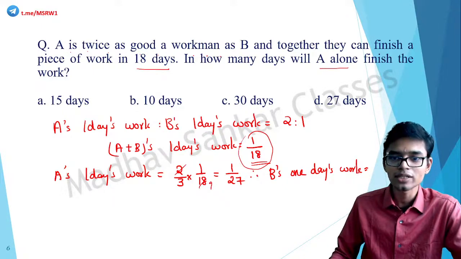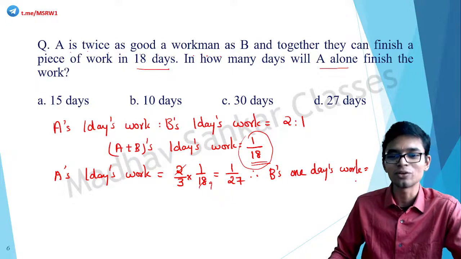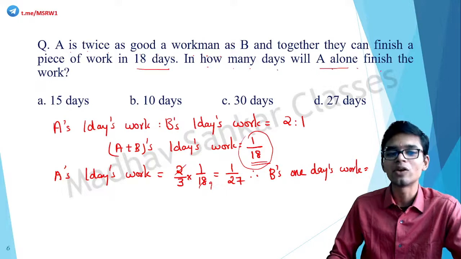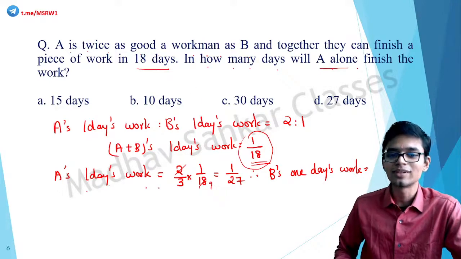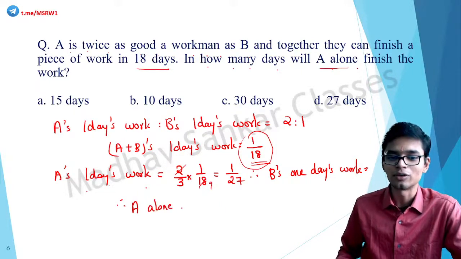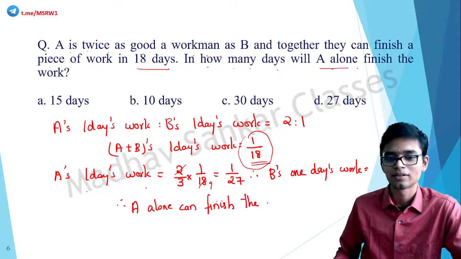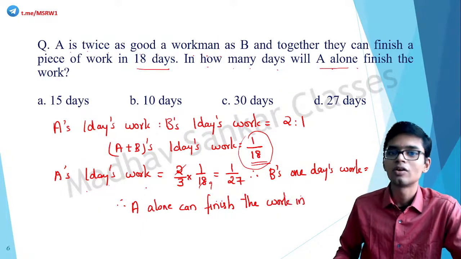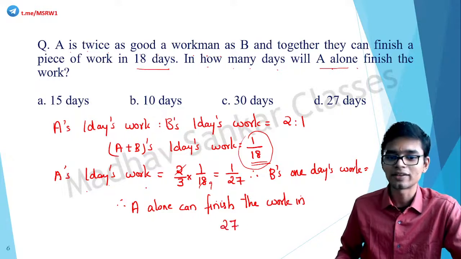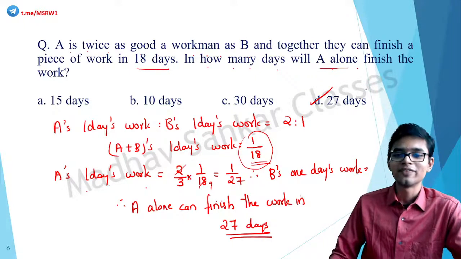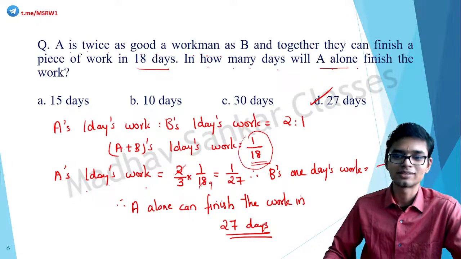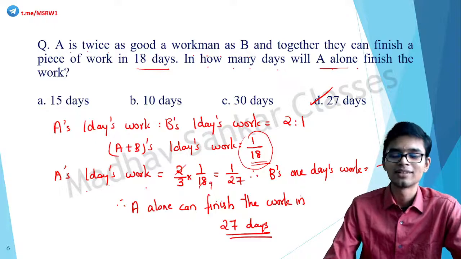Do we need that actually? No, it doesn't matter how much it is. We do not even need that because the question is asking in how many days A alone will finish the work. So A's 1 day's work is 1 by 27. Therefore, A alone can finish the work in the reciprocal of that, that is 27 days. We do not even have to look into B's 1 day's work. It's not necessary.